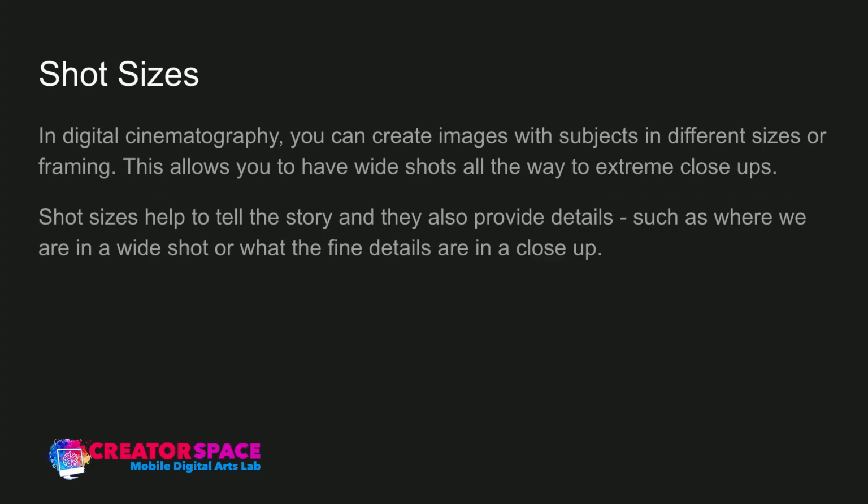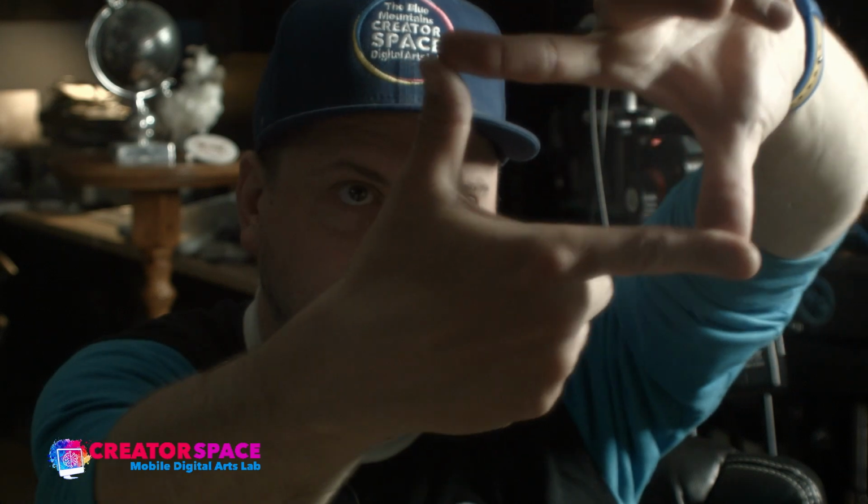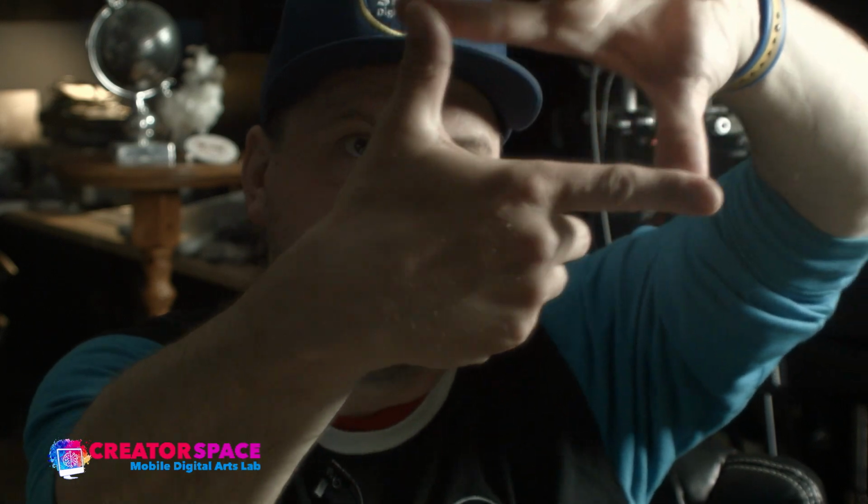Okay, so let's get right into types of shot sizes. In digital cinematography, we can create images with subjects in different sizes, or framing, and that's an important term here too. Sometimes it's just about framing. It could be the type of shot size. You'll hear people say, what kind of frame do I want? I want this kind of frame moving in and out. It's a really great tool to think of it that way: by moving the frame closer and wider, we're changing the perspective of what the shot is.